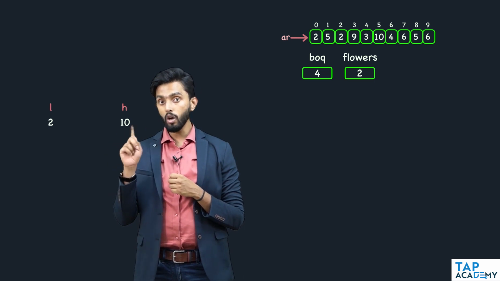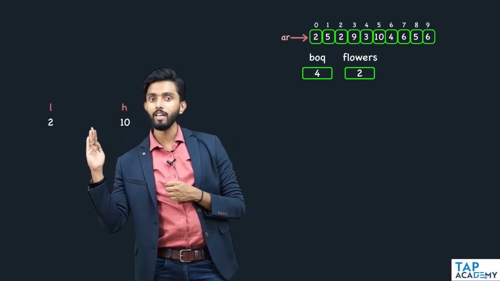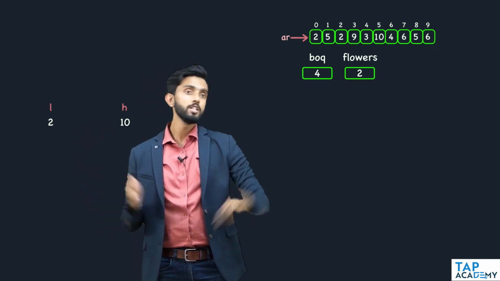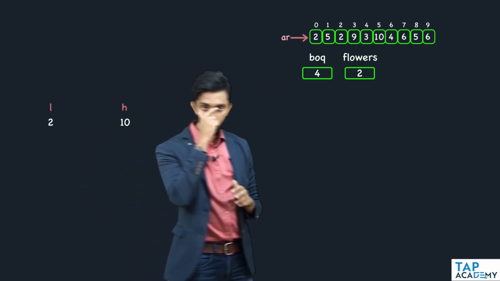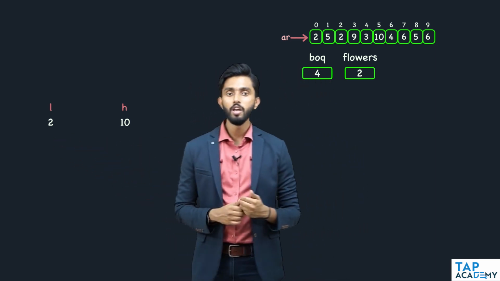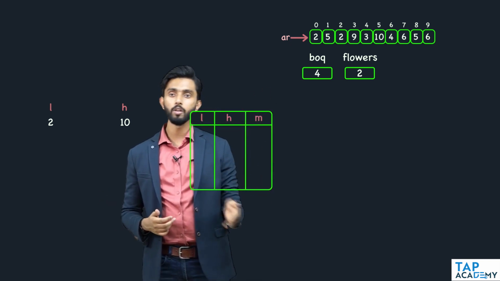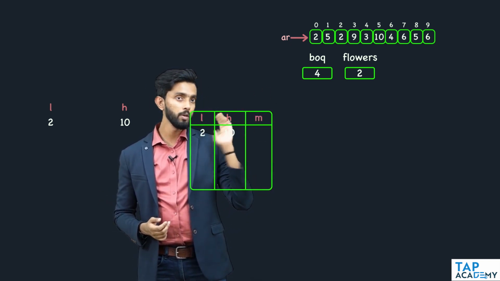But our duty is not to find the max. Our duty is to minimize the days as much as possible, such that I can make the required number of bouquets. Any confusion? So you found your search range. If you found your search range, you can apply binary search. Let's apply it. Okay. So I'm bringing up the table, lowest to highest, and mid becomes 6.